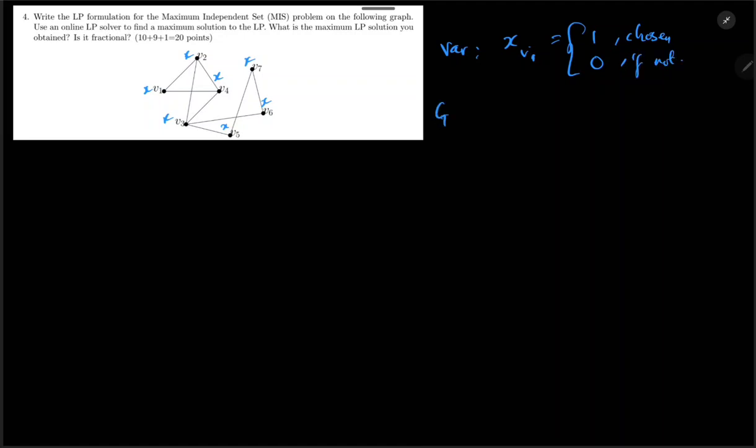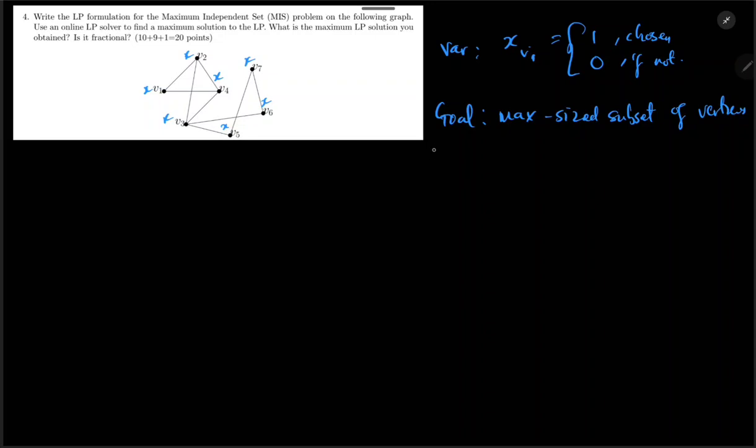Having said that, let's define our goal. For a maximum independent set, our goal is to find a maximum sized subset of the vertices, right? Subset of vertices such that for each edge uv, at most one of u and v is in this subset of vertices. I hope that makes sense.